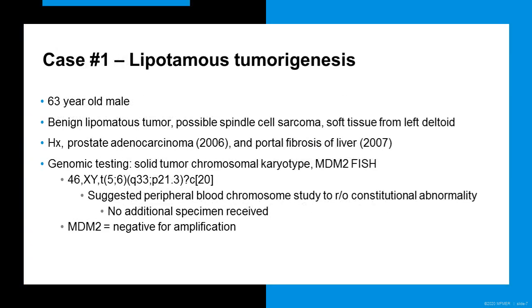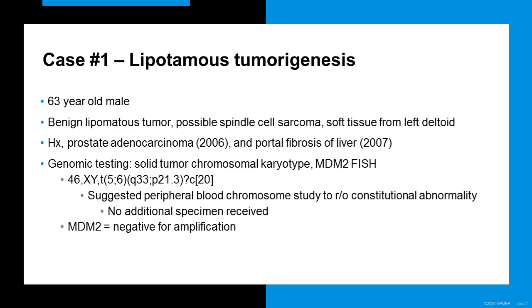In our first case, we see a 63-year-old male with a benign lipomatous tumor and possible spindle cell sarcoma. The soft tissue is from the left deltoid, and this patient has a history of prostate adenocarcinoma and portal fibrosis of the liver. Additional genomic testing that was performed on this patient includes solid tumor chromosomal karyotype, which observed a translocation 5;6 in all of the cells.